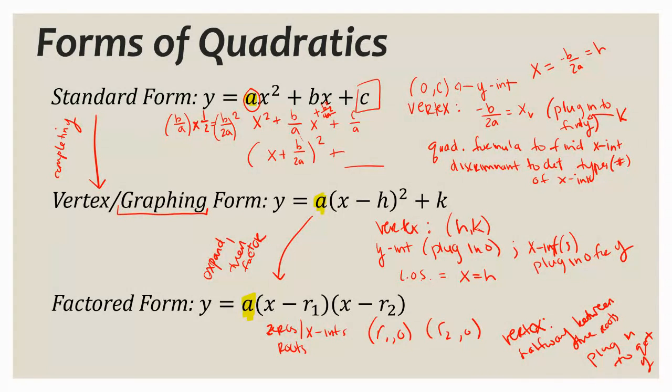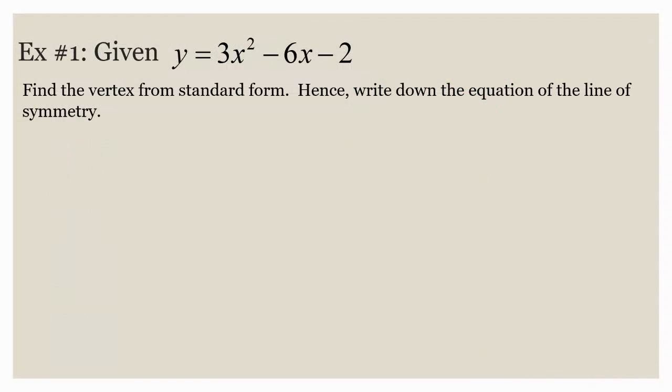All right, so let's do some examples. In example 1, given y equals 3x squared minus 6x minus 2, find the vertex from standard form. Hence, write down the equation of the line of symmetry. So it says find the vertex from standard form. This just wants me to directly find the vertex.